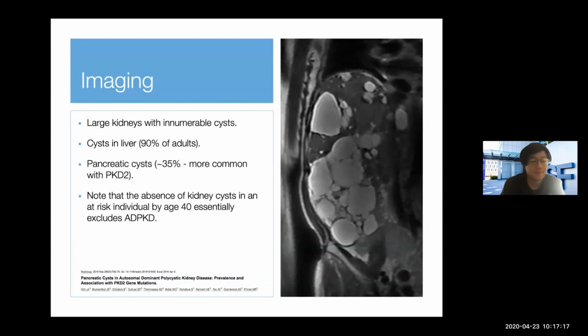Likewise, you'll see large kidneys with innumerable cysts on imaging. You'll also see cysts in the liver, and up to 90% of adults will have liver cysts. You'll see pancreatic cysts less commonly, about 35%, and they're a little bit more common in the PKD2 mutations. Note that if you have a patient who's age 40 and has no cysts, essentially that excludes polycystic kidney disease in their diagnosis, even without the genetic testing.